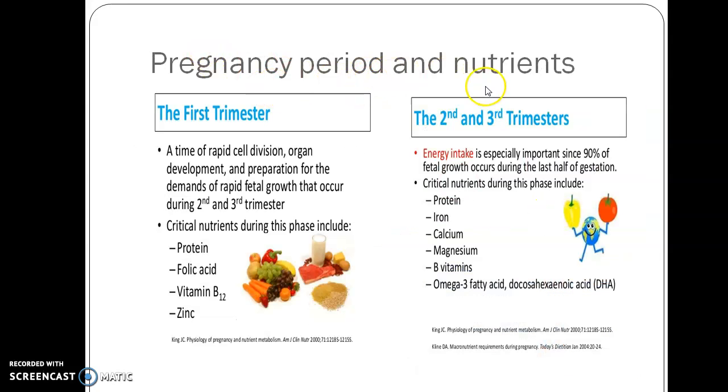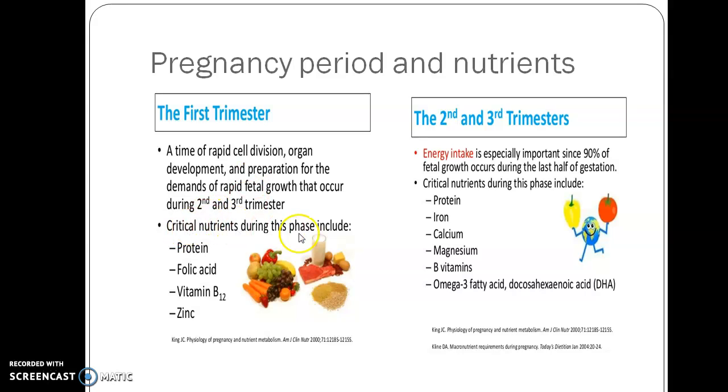Pregnancy period and the nutrients. The first trimester is the first 3 months. At that time, rapid cell division occurs and organ development occurs. The preparation for the demands of rapid fetal growth occurs during the second and third trimester. Okay.